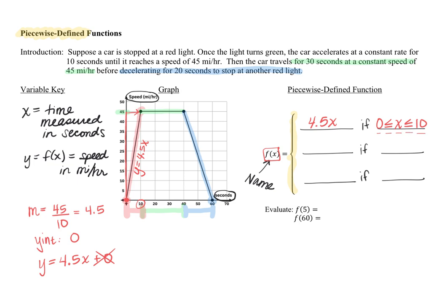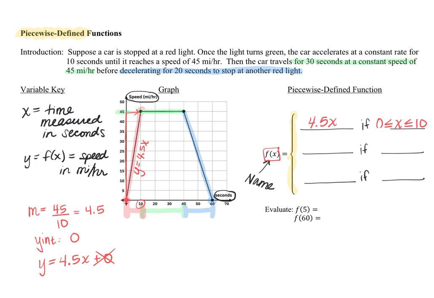And what that really means is that x is greater than or equal to 0 and also less than or equal to 10. That means that the times are in between 0 and 10 seconds. And for any time between 0 and 10, we're going to use the equation y equals 4.5x. First piece done. Now we move on to the second piece of the graph, which is the piece that I have highlighted in green.